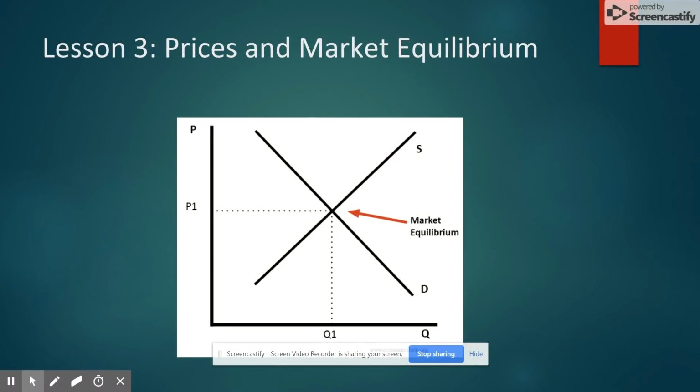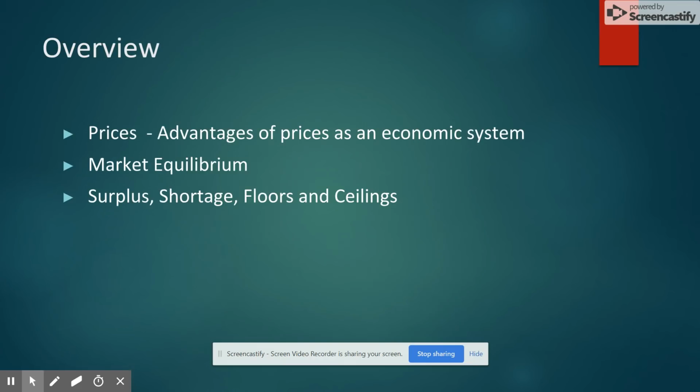As I'm sure you can imagine, we are going to place the demand and the supply lines together. The demand line is going to be a downward sloping line, the supply line upward sloping. And in the middle is the place where they meet, and that's what we call market equilibrium. Market equilibrium is essentially the perfect price. It's the price that demanders will pay, and the price that suppliers will supply at. It's where they meet. So this is what we're going to be looking at today.